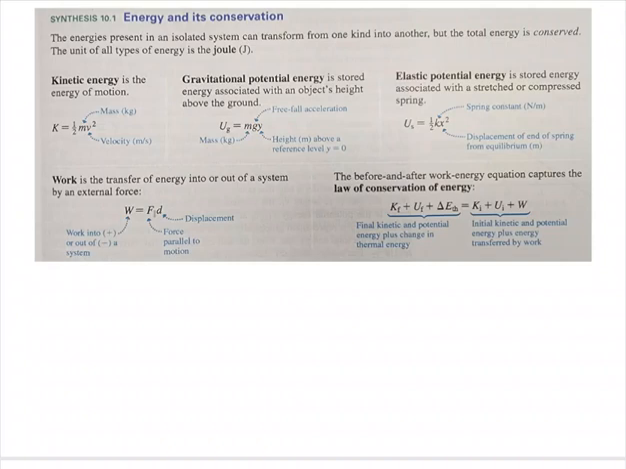And then the before and after work and energy equation captures the law of conservation of energy. So we have kinetic final, potential final, delta thermal. Remember, we can never change that one. It's not initial and final, it's just always delta. And then equals kinetic initial, potential initial, plus work. So there you go. That's everything that we talked about. And we did examples with all of that, except for work in this section, because in this section we were talking about conservation of energy instead of adding and subtracting.